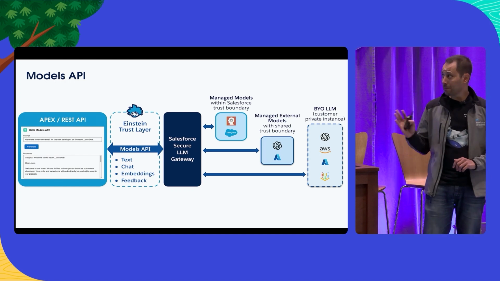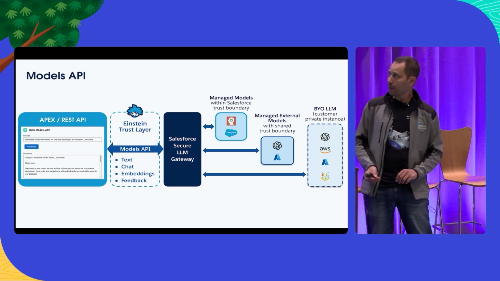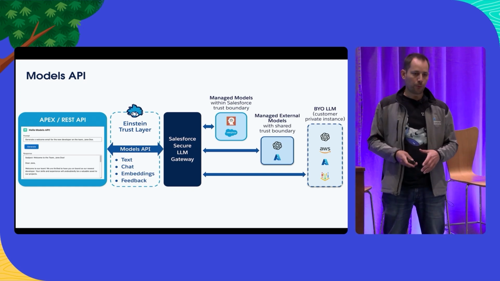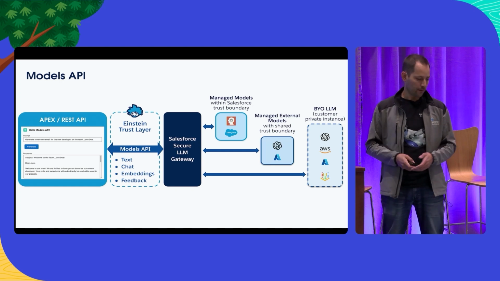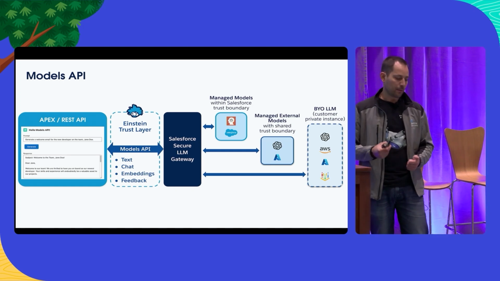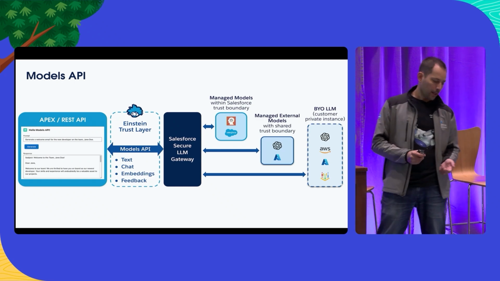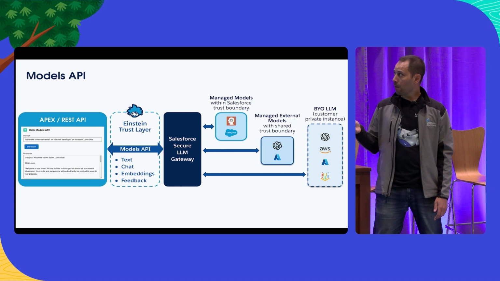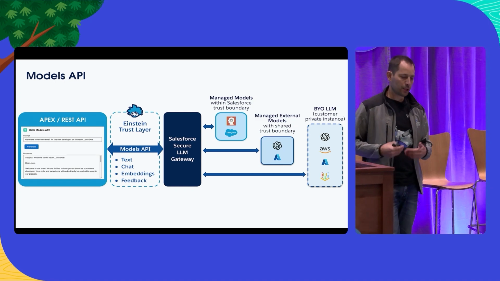Now there are three types of LLMs you can call this way. There are the ones that are managed. That's the ones that are pre-installed in your org. They're coming as a default. This can be OpenAI, this can be Claude, and a number of others. And then there are some managed models with shared trust boundaries. So these are partner models that can be deployed additionally.